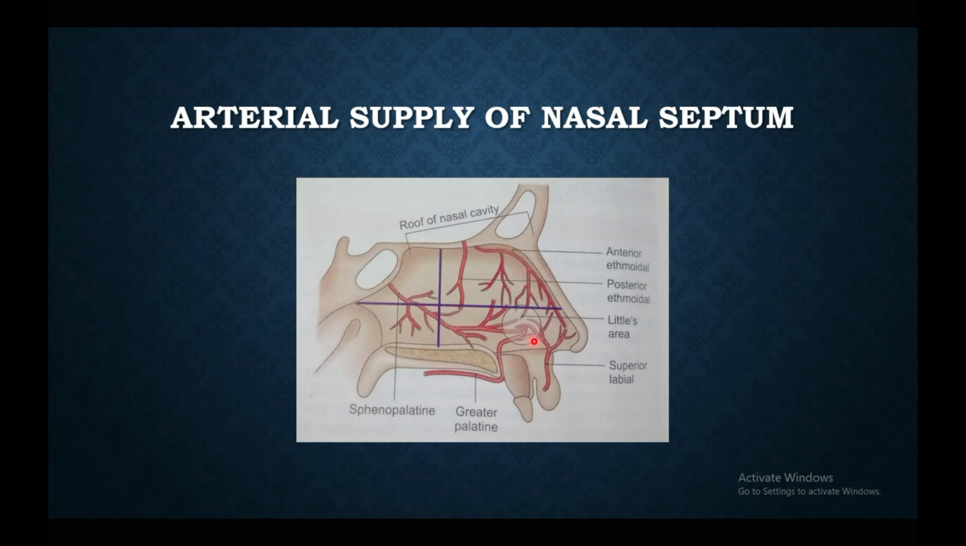When we talk about the venous drainage, the veins form a plexus which is more marked in the lower part of the septum or Little's area. The plexus drains anteriorly into the facial vein and posteriorly through sphenopalatine vein to pterygoid venous plexus.